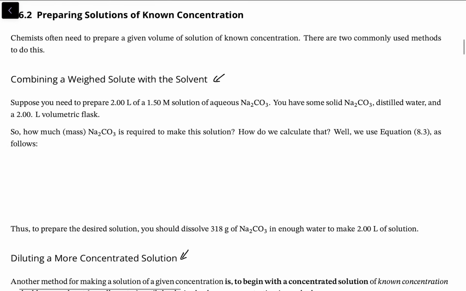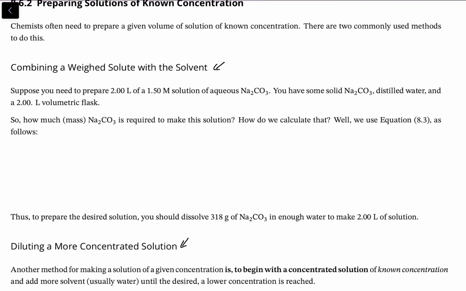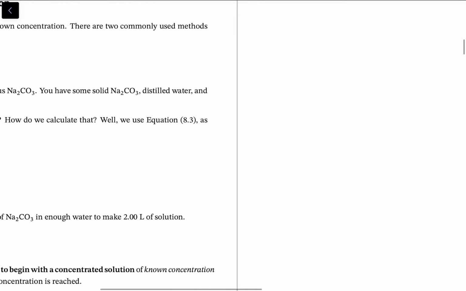Both of these methods you should already be familiar with in terms of what you use in everyday life. You technically make solutions all the time. You probably just don't know what their concentrations are. So let's draw some of these ideas.